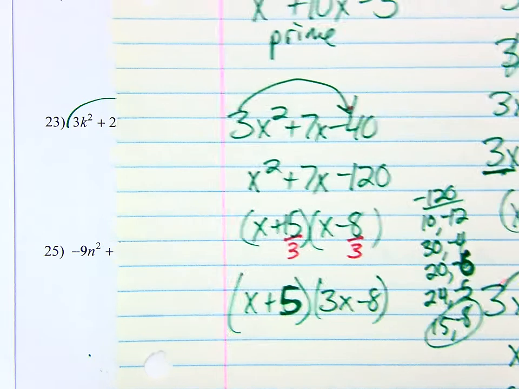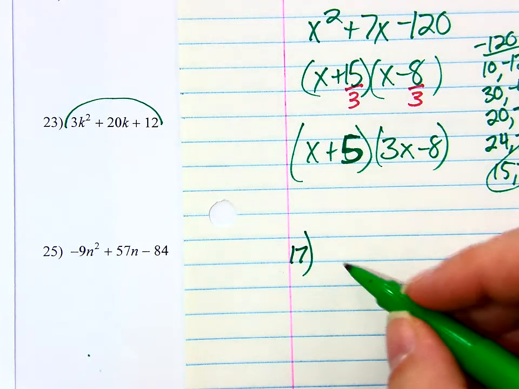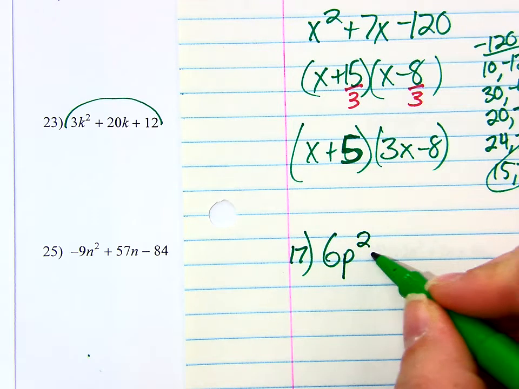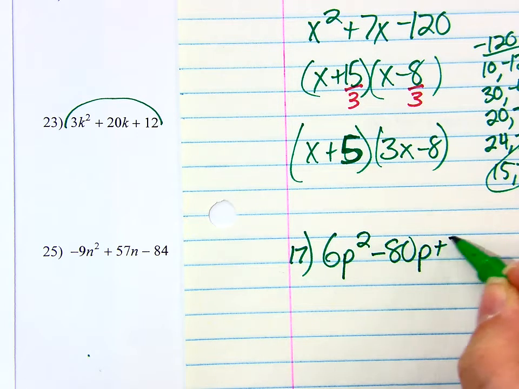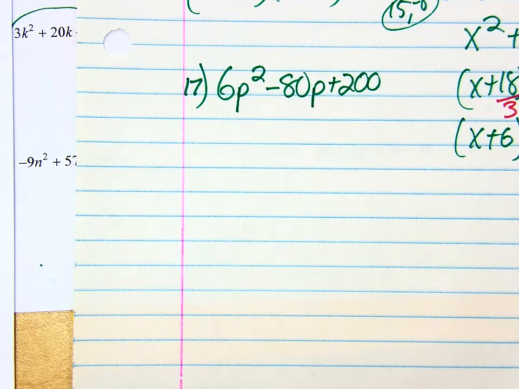All right, let's look at 17, because this one has something else going on. I guess I don't mind p's too much. I'll leave the p's in. Someone tell me what to do first, no matter what method you're going to do. What should you do first?